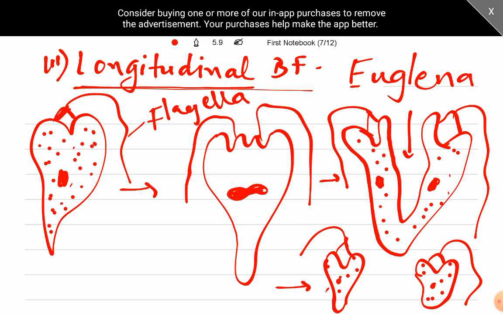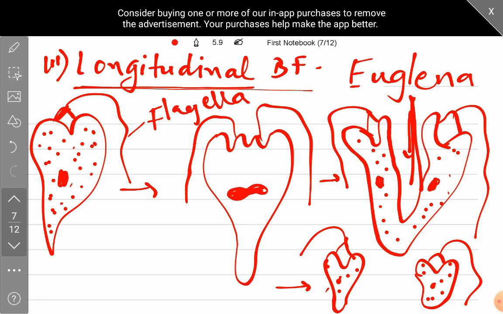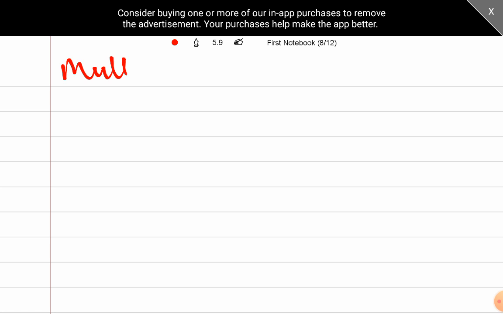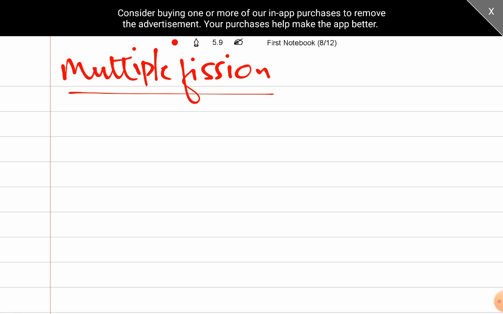This is called longitudinal because the division takes place longitudinally from the upper side. So it is called longitudinal binary fission taking place in the euglena. The next type of fission, after binary fission, is multiple fission, and it takes place in the plasmodium. The example is plasmodium.